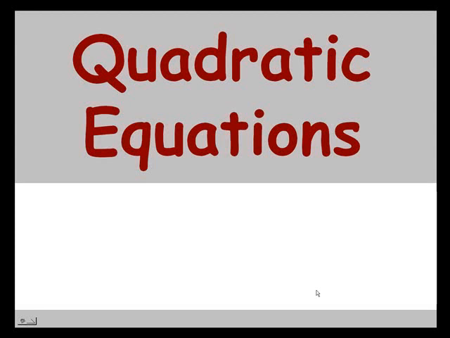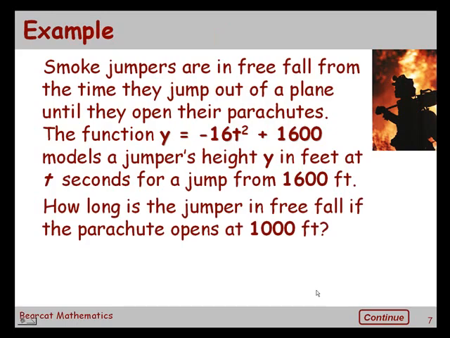Today's lesson is a little bit more in quadratic equations. We're actually going to use the quadratic equations to help us do some problem solving. We're going to try to solve some problems.